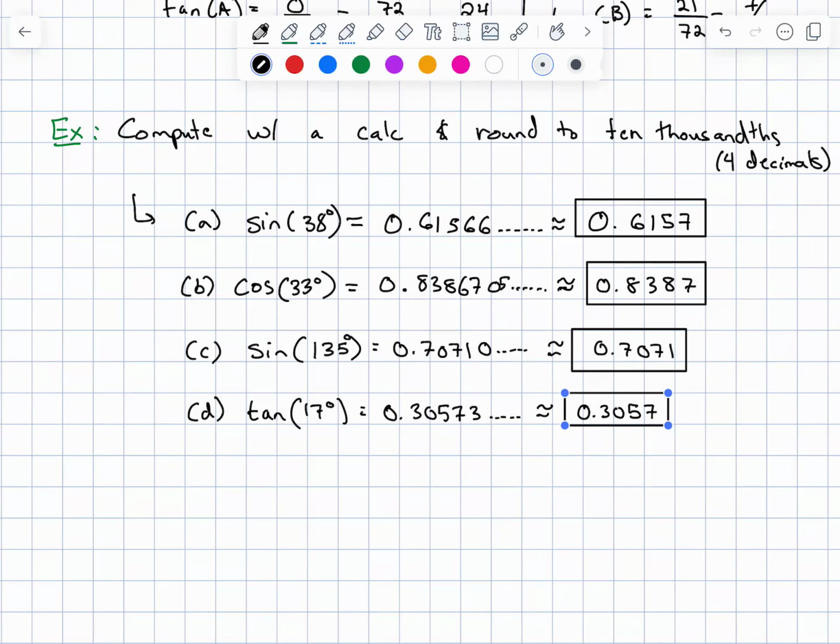Now, this is all fine and dandy, but how the heck do we utilize this? How is trig going to be useful for us? And we're going to do a math example.